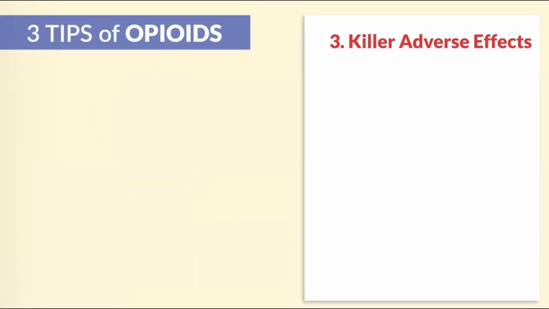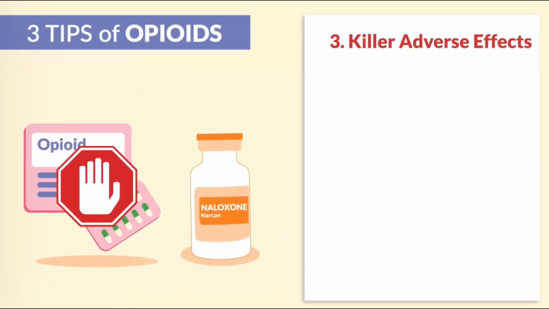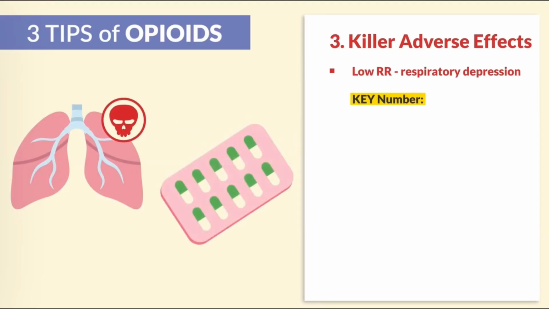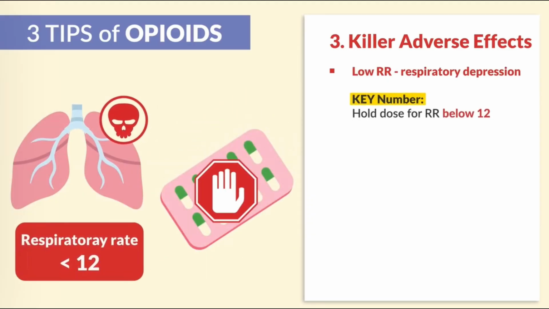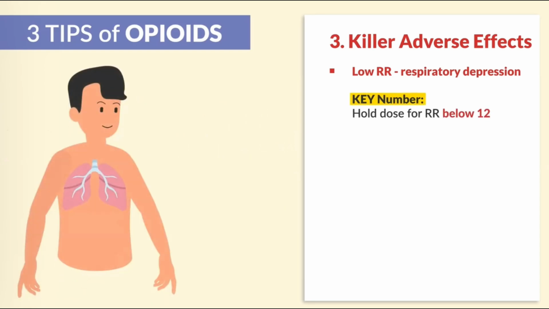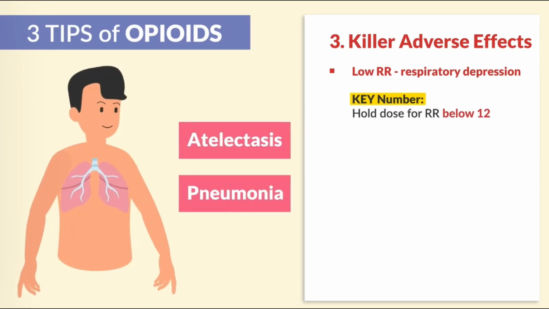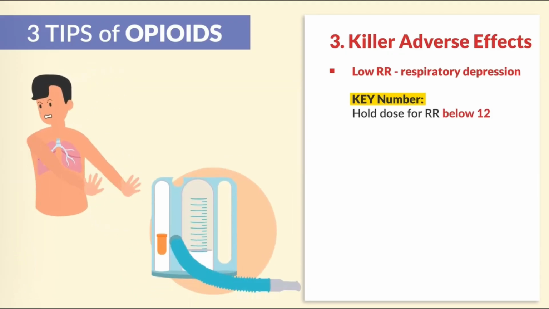Now, tip number 3 is the killer side effects. When do we stop and give the antidote Narcan? Well guys, low respiratory rate, key term here is respiratory depression. And the key number, we hold dose for respiratory rate below 12. Now we're always going to teach deep breathing exercises to prevent the atelectasis and pneumonia. But, key word here, we never hold the drug if the patient is not practicing their deep breathing exercises. So we still give the med.